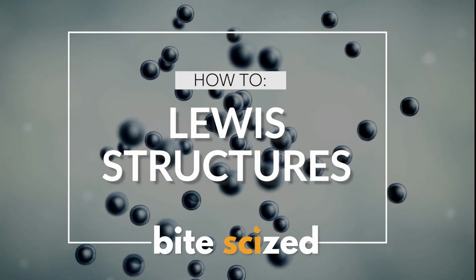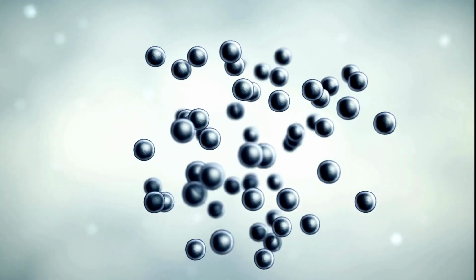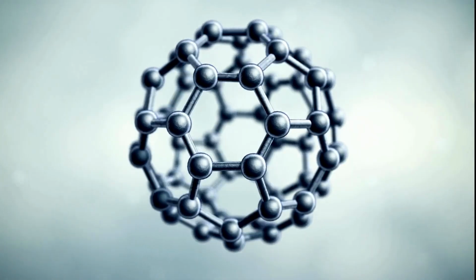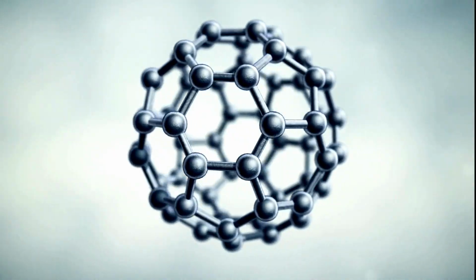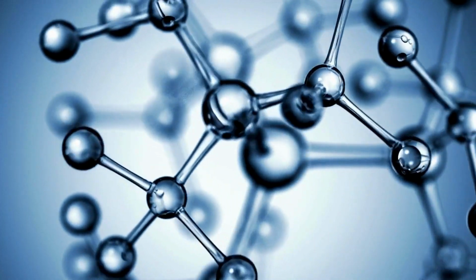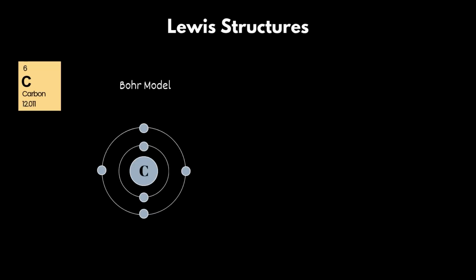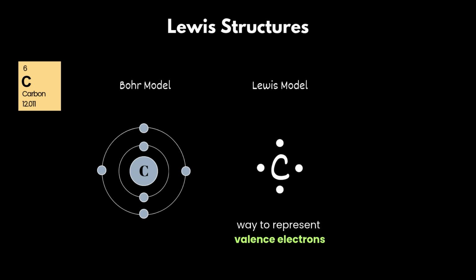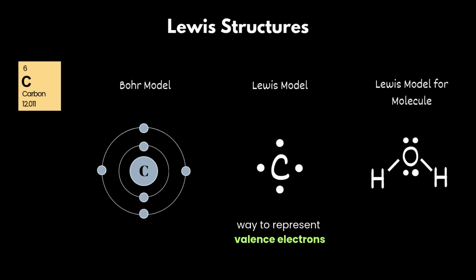In this episode of Bite Sized, we're going to explore a way that we can represent covalent bonds and molecules through models of atoms called Lewis structures. You probably have seen models of atoms before, like this Bohr model. A Lewis structure is simply another model of the atom. It's just one that focuses on valence electrons. You might also see these called a variety of things like Lewis structures, Lewis dot diagrams, or Lewis models.